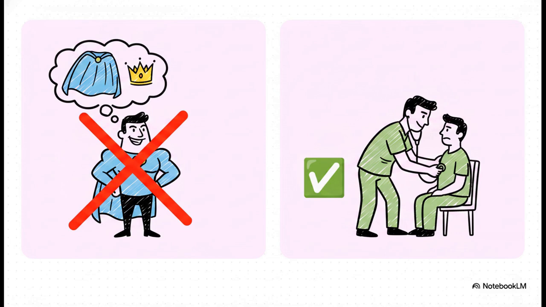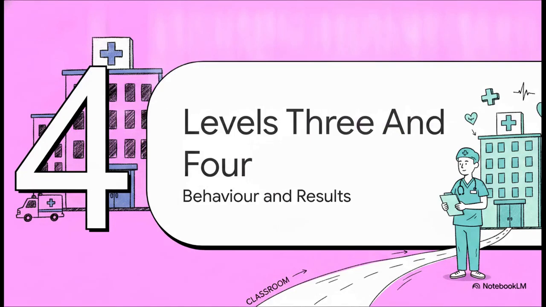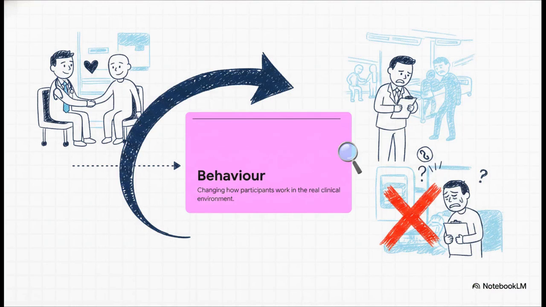You absolutely have to include an objective element, like a case scenario or a practical hands-on task, to see what they can actually do. Which brings us to Section 4, Levels 3 and 4, Behavior and Results. This is the toughest barrier in education. So, level 3 is behavior. This is measuring whether participants actually changed how they work in the real clinical environment, not just in a practice room.